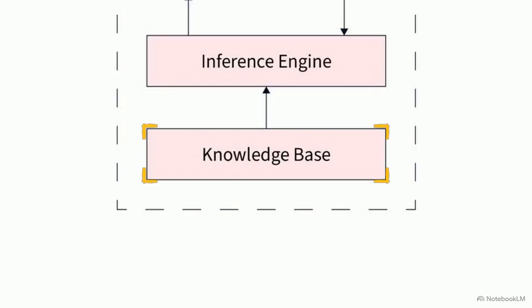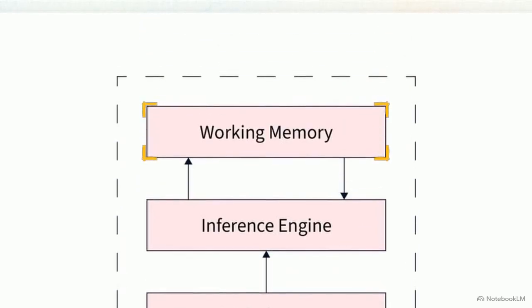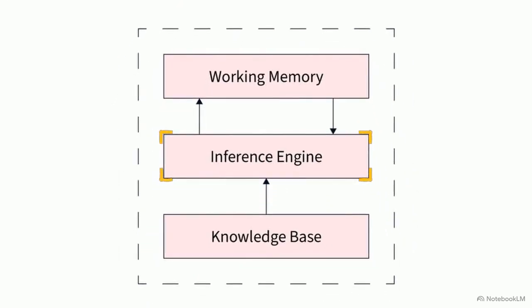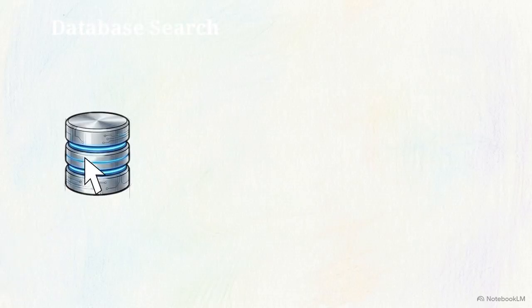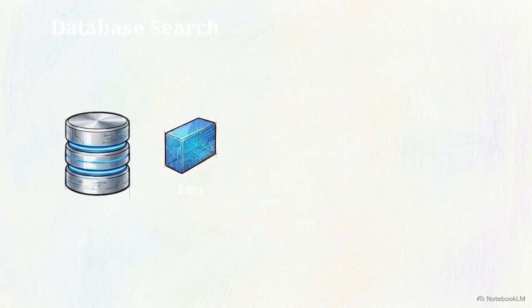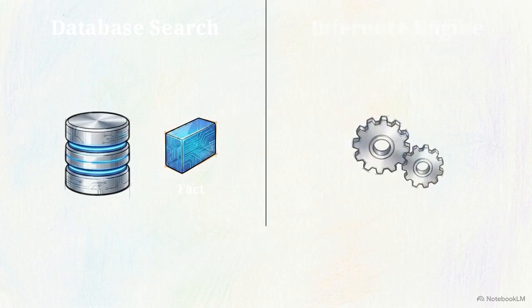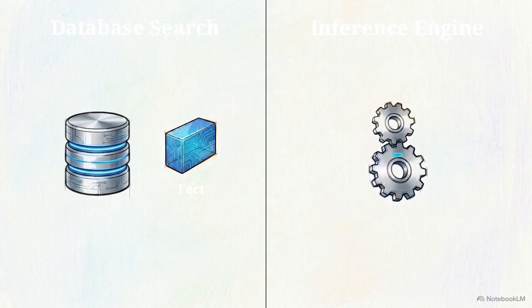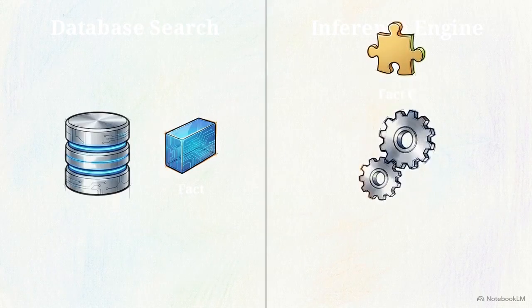At the bottom, the knowledge base stores strict if-then rules. Up top, the working memory is a scratchpad holding known facts and intermediate results. Between them sits the inference engine, a semantic reasoner matching temporary facts against permanent rules. This is entirely different from running a standard database search. A search retrieves what is already there. An inference engine calculates what must be true based on the surrounding logic.